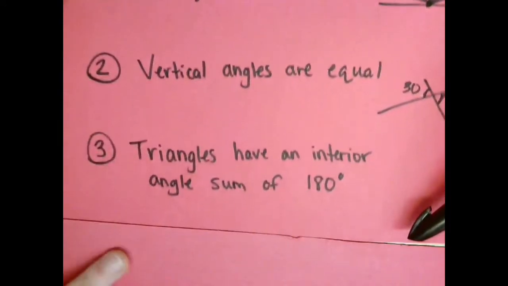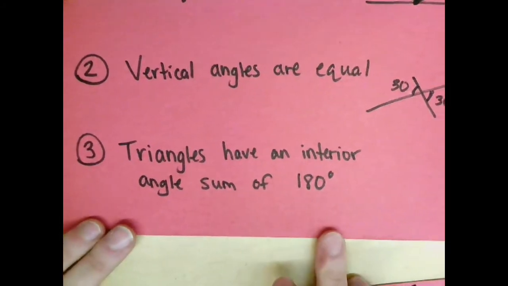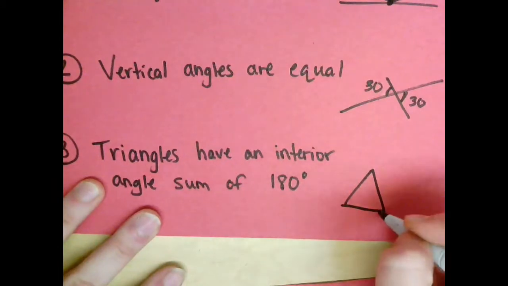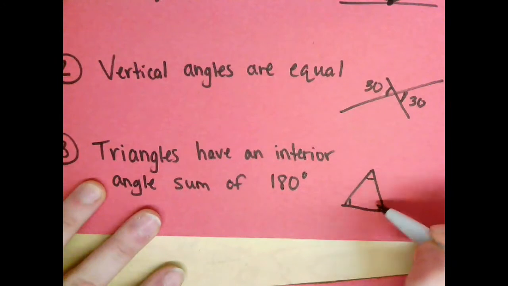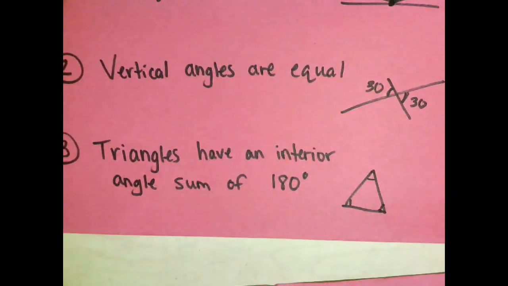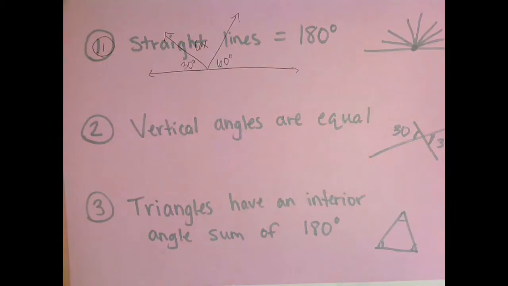And our third rule that we want to establish is that triangles have an interior angle sum of 180 degrees. This means if I think about a triangle, the interior angles are the ones that are on the inside. So this angle, and this angle here. And when I add them all together, it has to equal a total of 180 degrees. Again, we're going to use these 3 ideas here to start doing some problem solving.